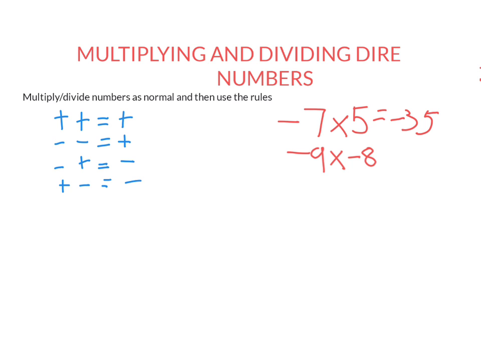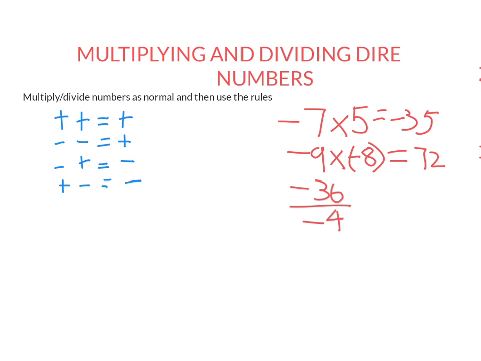Let's say I had minus 9 times minus 8. Sometimes you'll see the negative numbers in brackets. That actually doesn't change the answer at all. So what we do is we just go 9 times 8, which is 72. And now we decide should our answer be positive or negative. Well, we have two negatives multiplied together, so the answer is a positive.